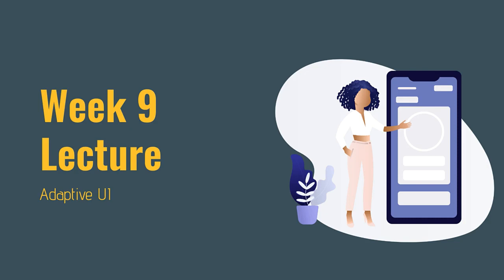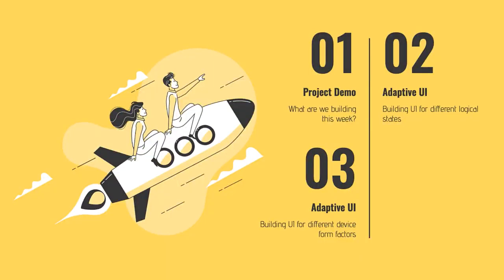Okay, let's jump into our week 9 lecture on adaptive UI. So as usual, we will look at our project demo, give you a sense of what we will be building this week, what updates we'll be making to our weather app. And then we will talk about two different components to adaptive UI. We'll talk about building UI for different logical states within your app, and talk about building UI for different device form factors.